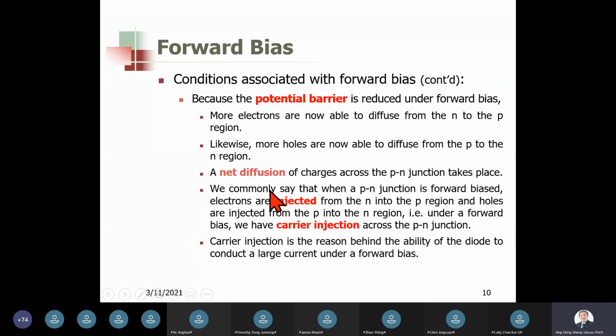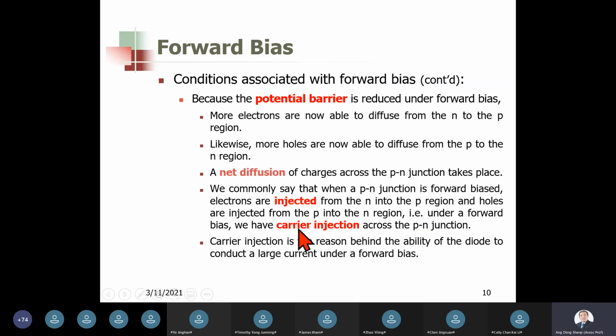Okay, so now this slide summarizes what I have just explained. Because the potential barrier or the junction potential is now reduced under forward bias, more electrons are now able to diffuse from N to P, and similarly more holes can diffuse from P to N. So a net diffusion of charges across the PN junction takes place. To describe this situation, we say that there is an injection of carriers across the PN junction. All right, so we always say that under forward bias, carrier injection occurs across the PN junction.